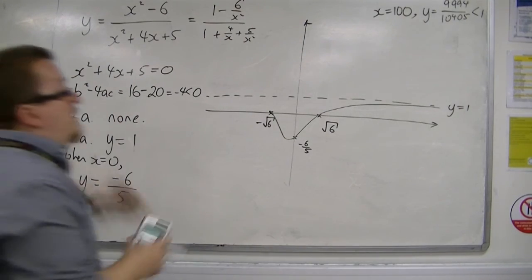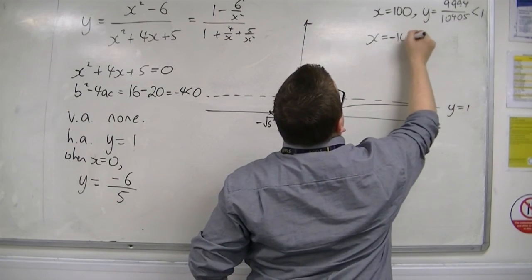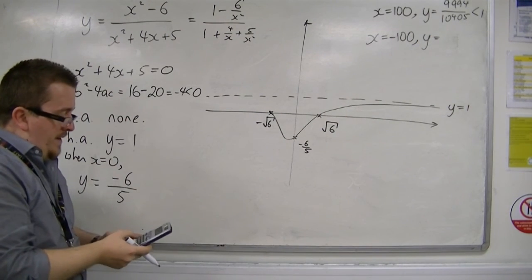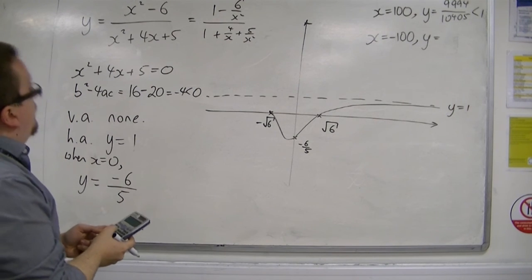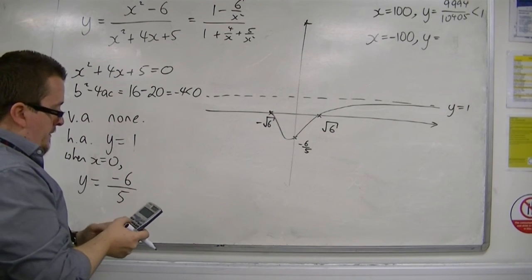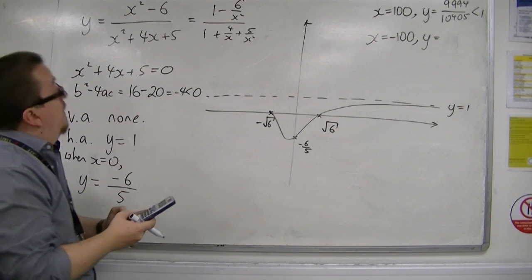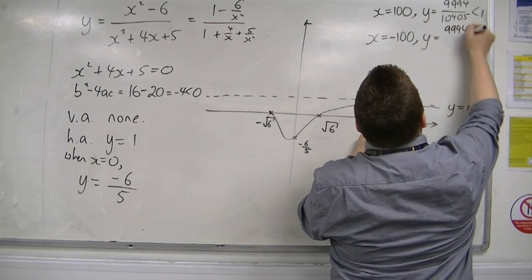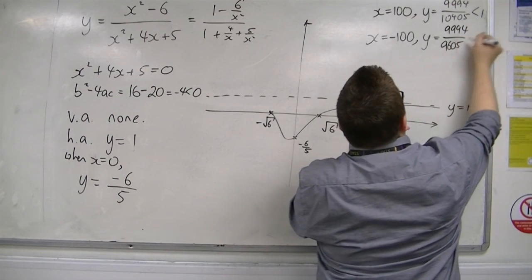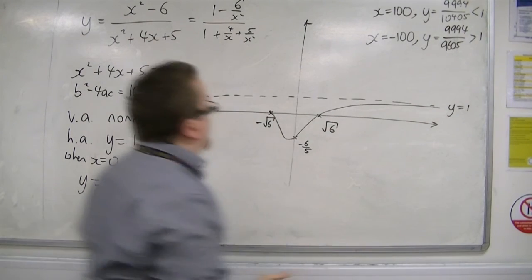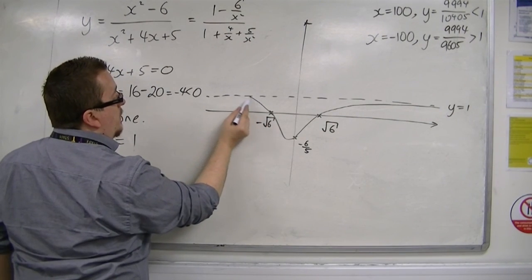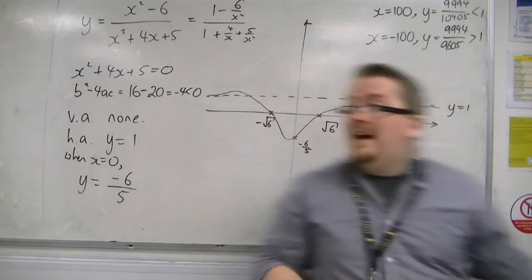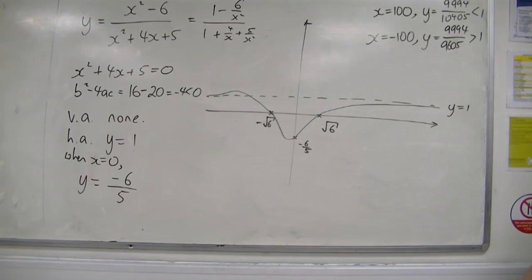Okay? Now let's try when x is minus 100. So when x is minus 100, we're going to get 100 squared, take away 6, divided by minus 100 squared, take away 400, plus 5, and we get 9994 over 9605. Now that is greater than 1. So at some point, the curve goes over the horizontal asymptote y is equal to 1, and then back on itself in order to tend towards that line.